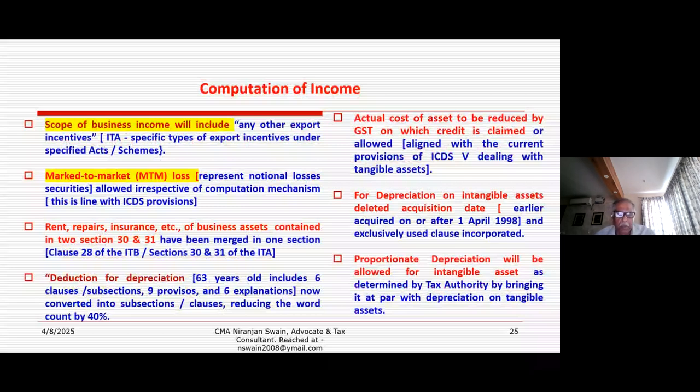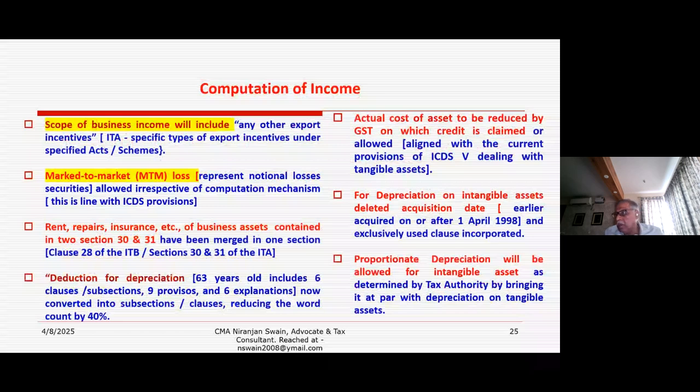Deduction of depreciation. Depreciation is an area where one gets substantial benefit. At the same time, the computation made by the assessee suffers in a number of ways from demerits because of the old provision. The provision is very elaborate, and the explanations are there. If you see, the depreciation provision is 63 years old. There are 6 clauses, sub clauses and subsections, 9 provisions and 6 explanations.